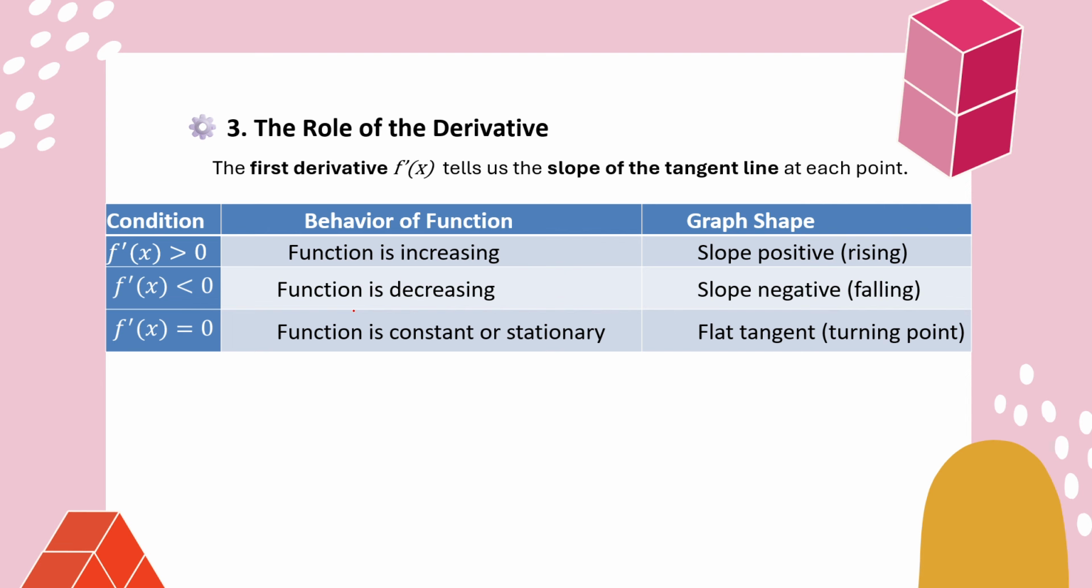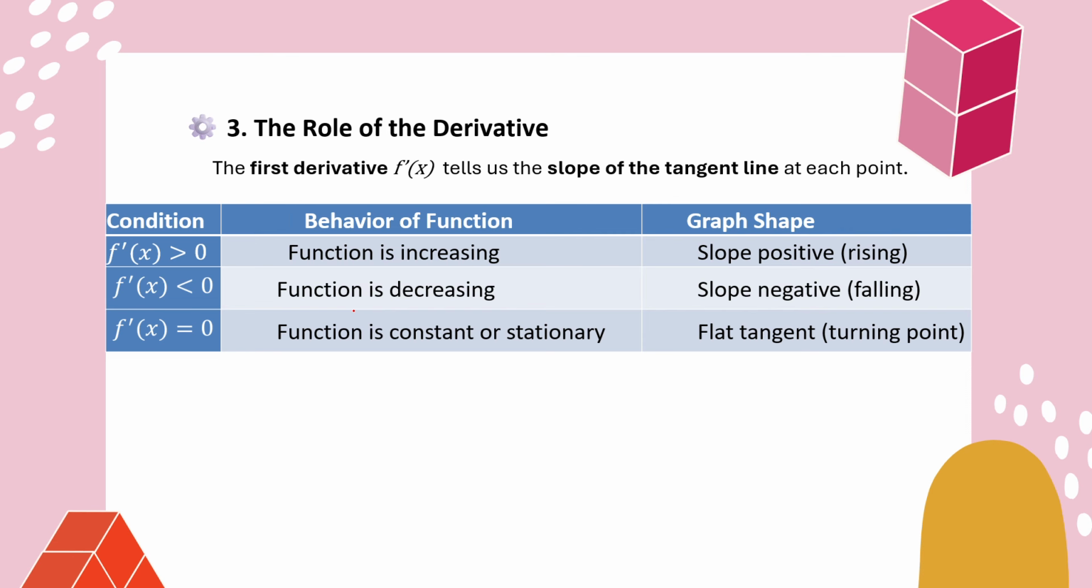So in this condition, if the first derivative is greater than 0, the function is increasing. The slope is positive, that is rising, if we graph that one. But if the first derivative of the function is less than 0, the function is decreasing. So the slope is negative, meaning it is falling. If the first derivative is equal to 0, the function is constant or stationary. So flat tangent, the turning point.